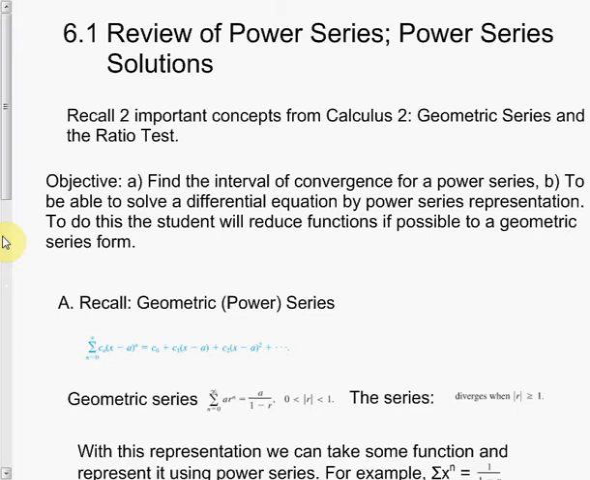If it's convergent on an interval, then beyond that interval it's divergent. Right? If it's convergent everywhere, then it's never divergent anywhere. Okay?